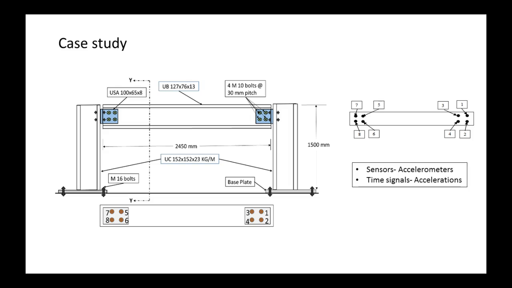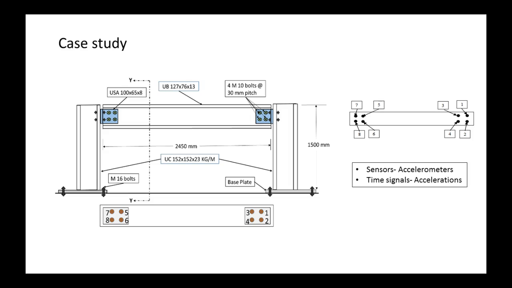For sensors we used accelerometers, and for time signals, accelerations. The thing is, we had only 6 accelerometers. So we said, okay, we have 6, so using the 6, find the optimal location of those 6 accelerometers. If you have more than 6, you can use the same algorithm to identify the locations of those sensors.